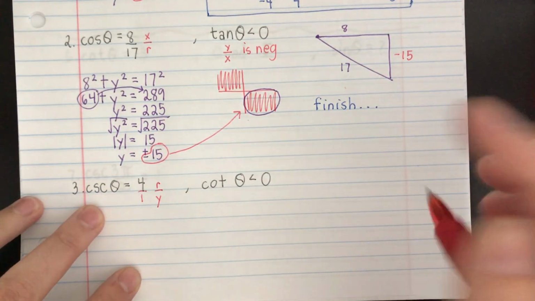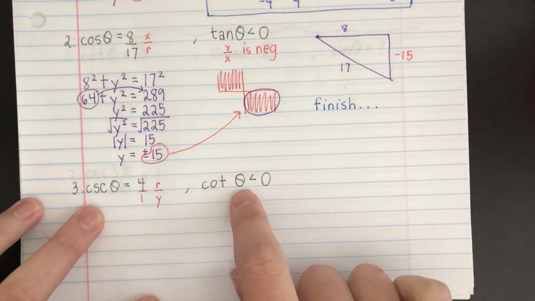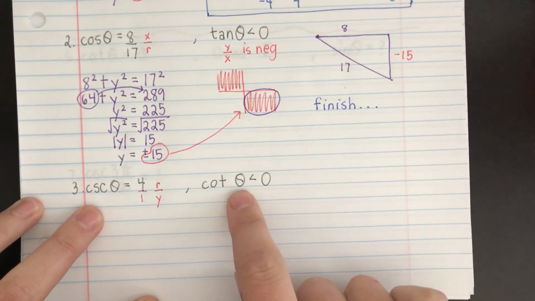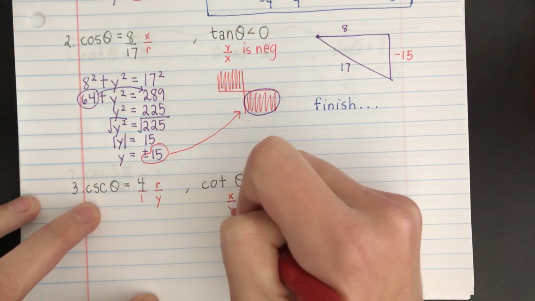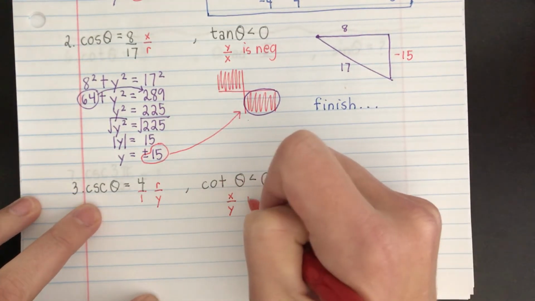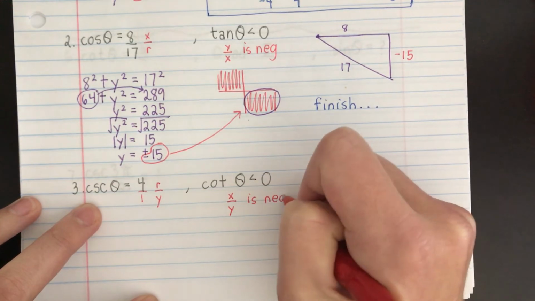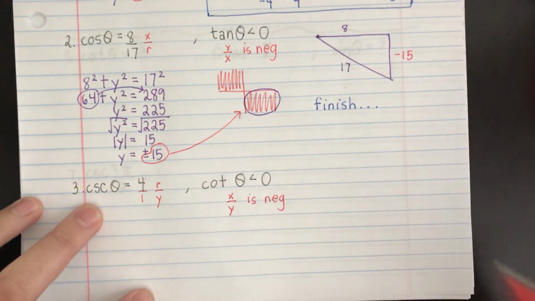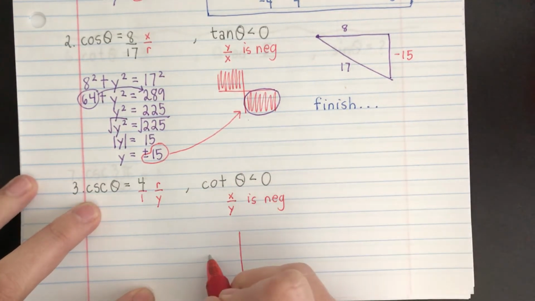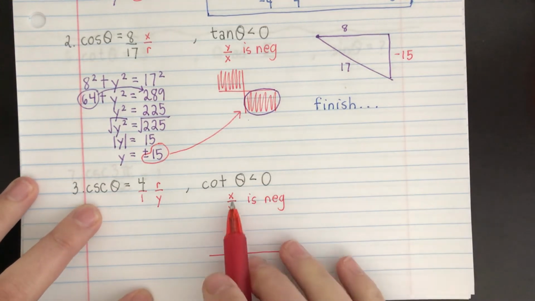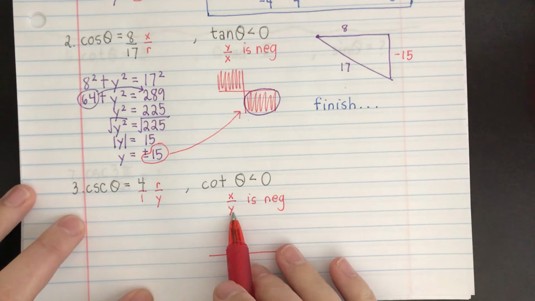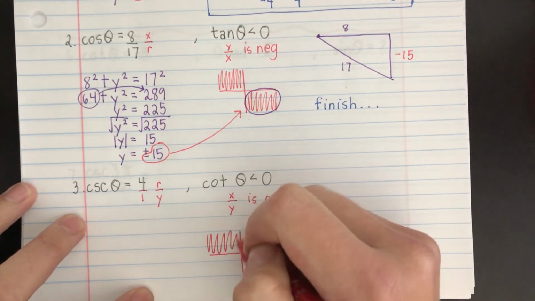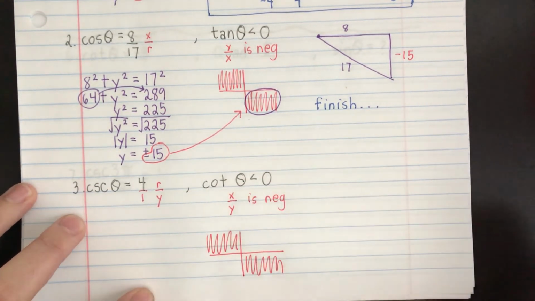Okay, r over y. And here our constraint is that cotangent of theta is less than 0. Remember, cotangent is x over y. So x over y is negative. Similar to when y over x is negative, we're talking quadrants that either one or the other of these is negative. Not both, because that would make a positive. So we're talking quadrant 2 again and quadrant 4.